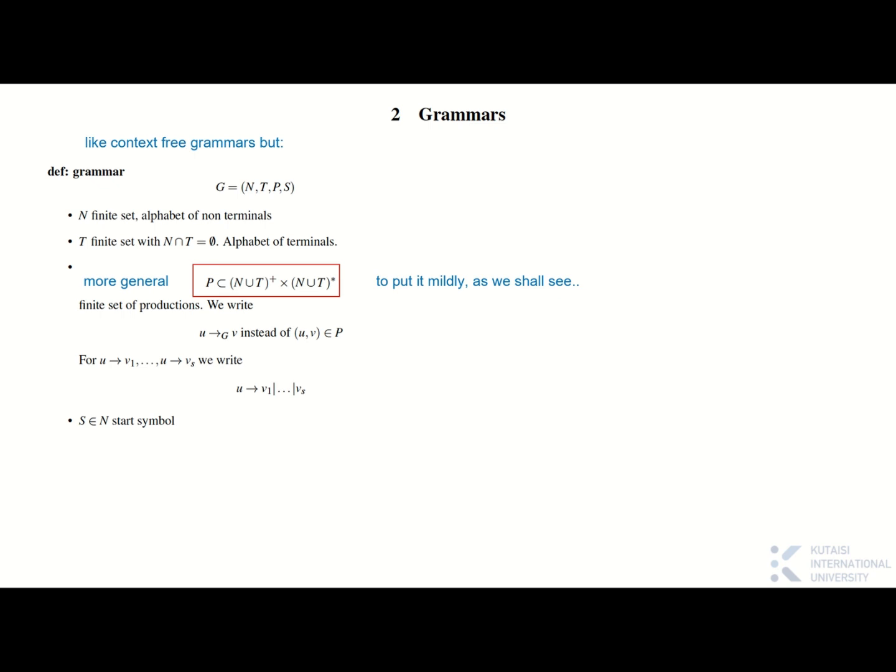four things. I just realized that when I turn away, I'm not recording the voice, maybe on the computer. So I'll have to face this way. Okay, what is grammar? Grammar is four things. N, T, P, S.